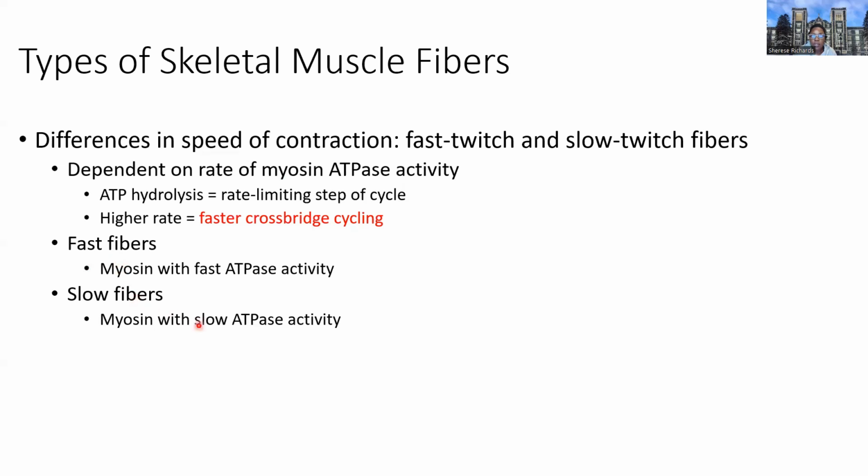Now, we can also think about slow fibers on the other end of the spectrum, which have a slow myosin ATPase activity. So it takes a longer time to cleave that ATP to make that energy readily available to power the power stroke and to bring about cross-bridge cycling. So fast muscles versus slow muscles, depending upon their myosin ATPase rate.